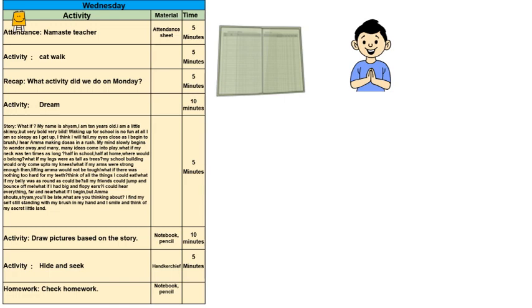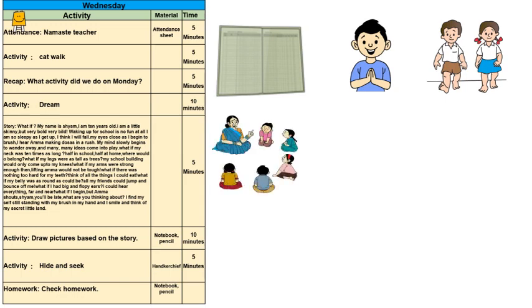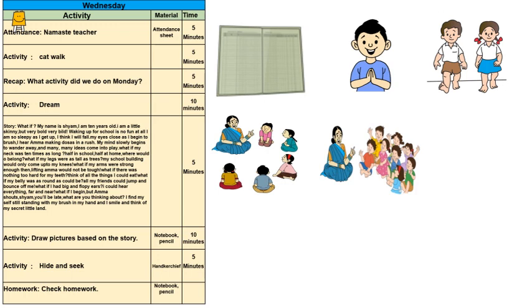Now, conduct a dancing activity with the children. Then ask the children about the activity we did on Monday and discuss it. Next, engage in a conversation about dreams. For example, the teacher will share what kind of dream they had first. Then ask the children if they have seen any dreams while sleeping.